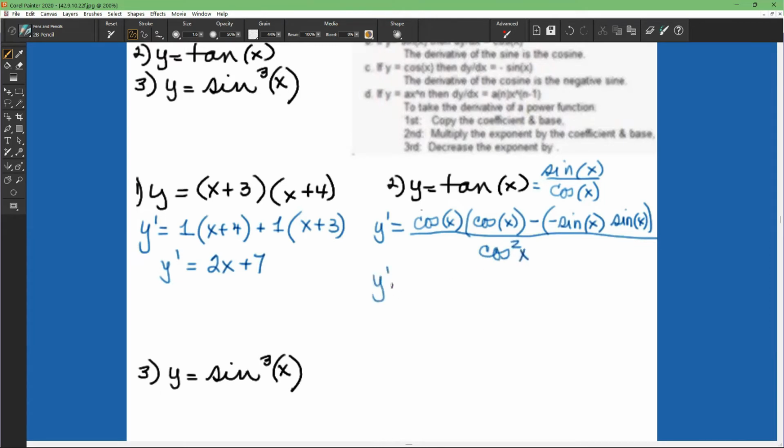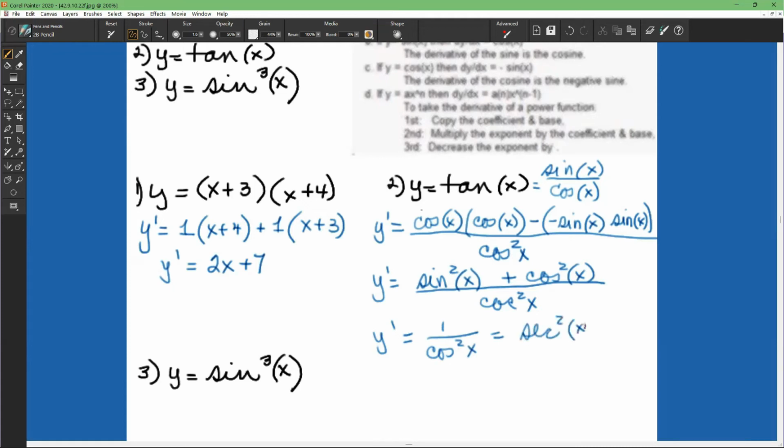Simplifying it, the opposite of a negative is positive, makes this sine squared. And I'm writing it in this form because I think my students will recognize it as a Pythagorean identity more easily with the sine first. And that's a 1. The reciprocal of the cosine is the secant. And that's the derivative.